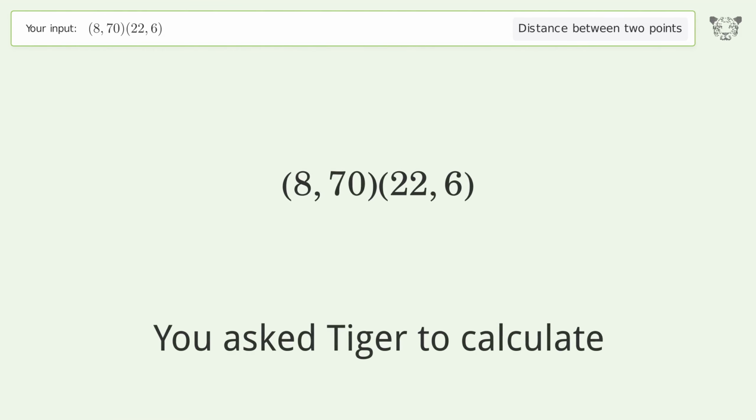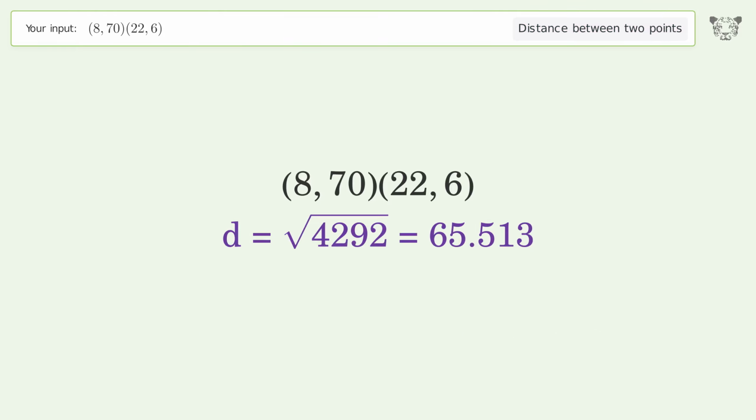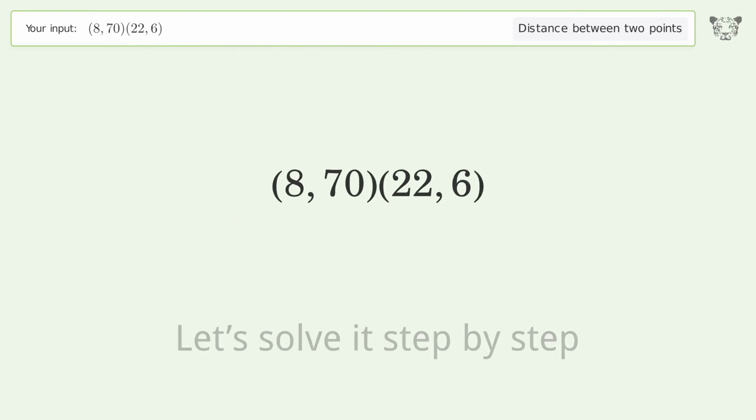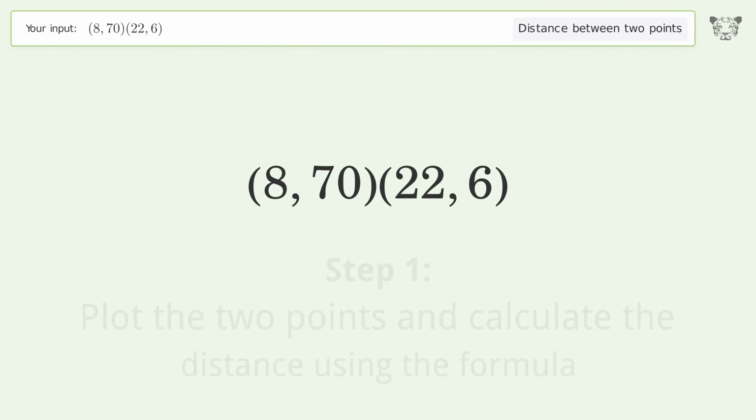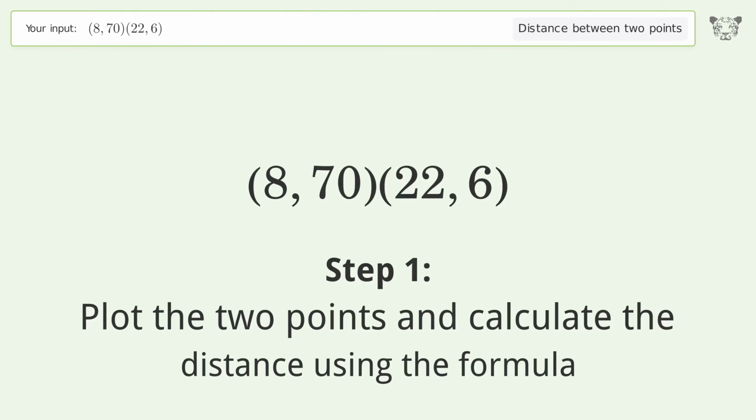You ask Tiger to calculate. This deals with the distance between 2 points. The distance between the 2 points is the square root of 4,292, or 65.513. Let's solve it step by step. Plot the 2 points and calculate the distance using the formula.